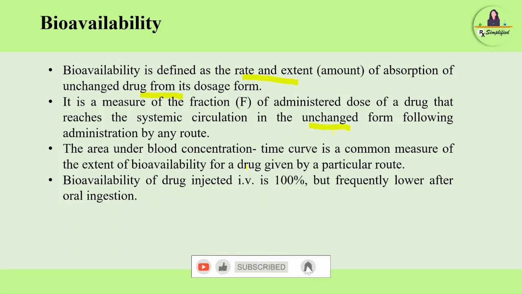The area under the blood concentration time curve is a common measure of the extent of bioavailability for a drug given by a particular route. Bioavailability of a drug injected intravenously is 100% but frequently lower after oral ingestion.